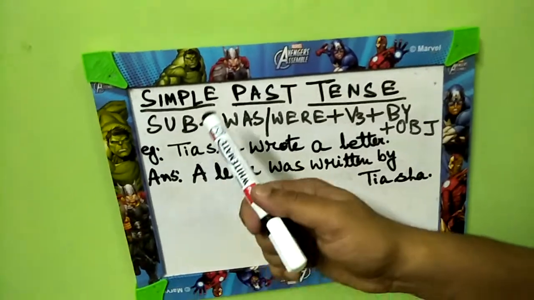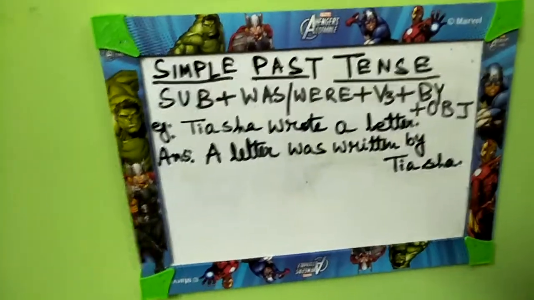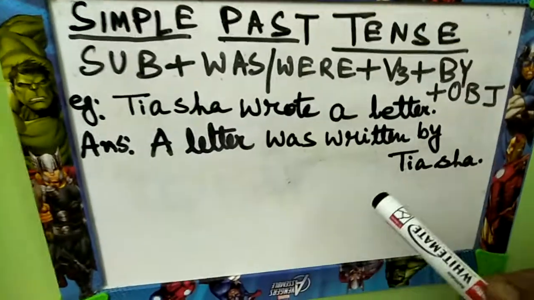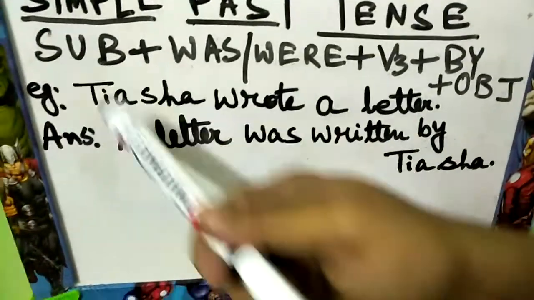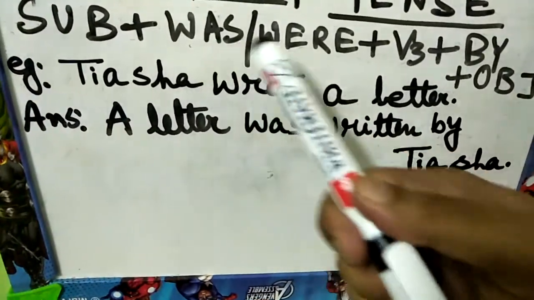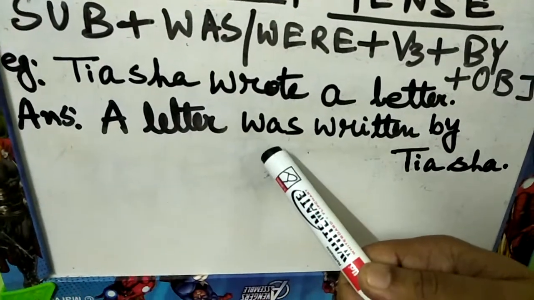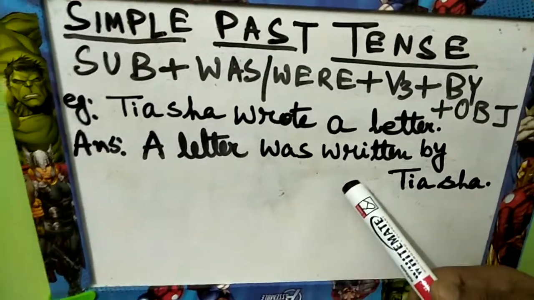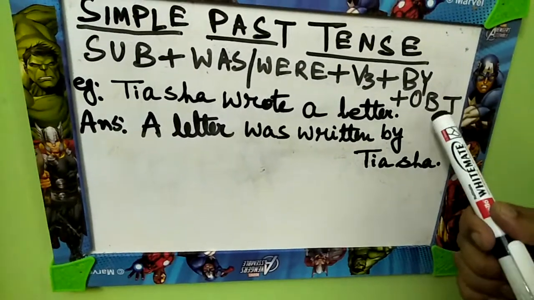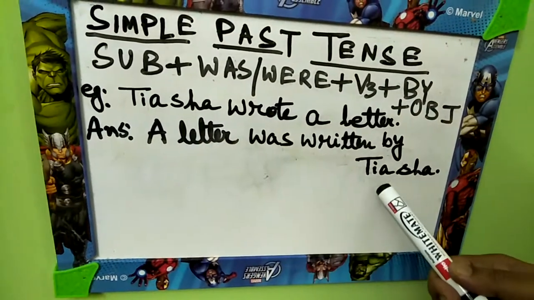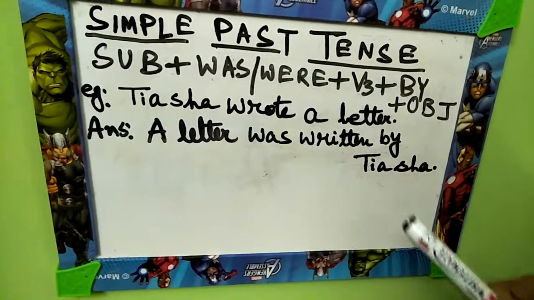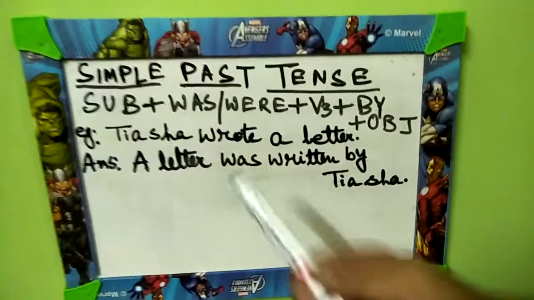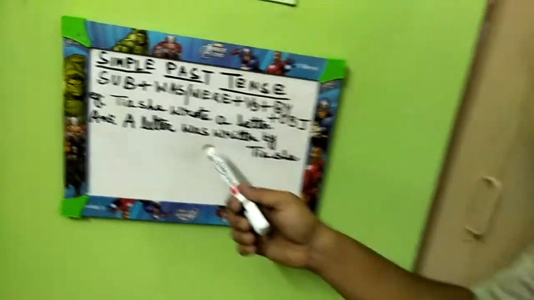Look at the example. Tiasha wrote a letter. So this sentence is in simple past tense. So how to change it from active to passive? Just use the formula. Put the subject, a letter, then was/were. So after a letter we put was. Then V3, means the third form of the verb. Third form of wrote is written. Then we put by. Then we put the object. So the subject will come in the place of object. A letter was written by Tiasha. This is how we change the voice of the sentence from active to passive if the sentence is in simple past tense.